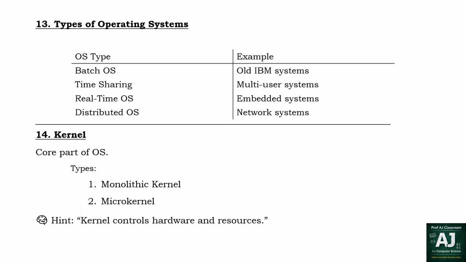Next, types of operating system. The first one, batch OS, which is old IBM systems. Time sharing is a multi-user system. Real-time OS is for embedded systems. Distributed OS, example is network system. Next one, kernel. Kernel is the core part of the OS, and types of kernel are monolithic kernel and microkernel. The hint is kernel controls hardware and resources.